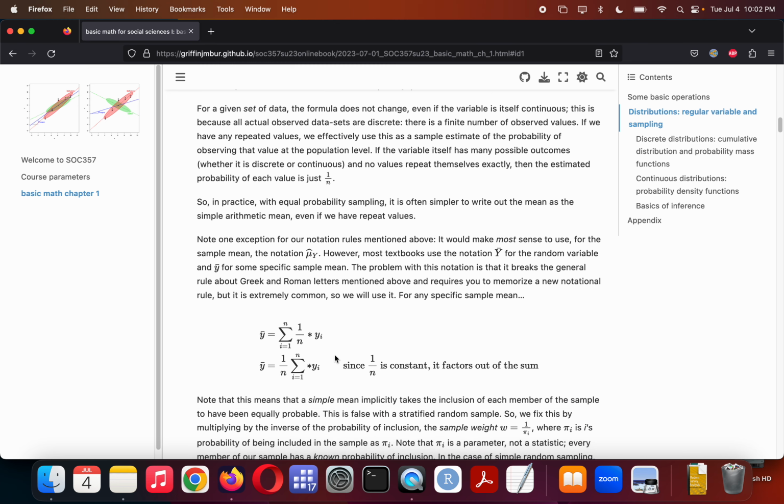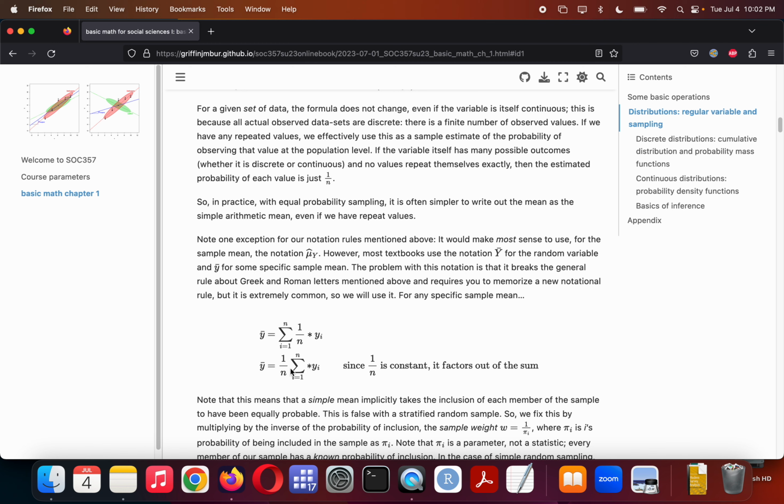So for any specific sample, the sample mean Y bar is equal to the sum of the yi's times 1 over n. So basically what this does is it calculates the probability of observing that particular value, and then if you have repeated values, you get an estimate of the probability of, say, observing a 10. But you can just turn this into the simpler, older formula that you might have learned, which is this one right here. So this says that the sample mean is equal to the sum of all the observations over n.